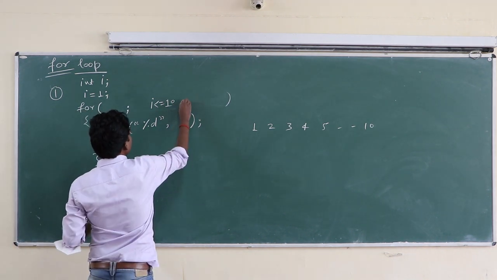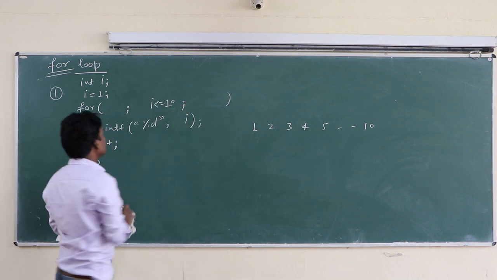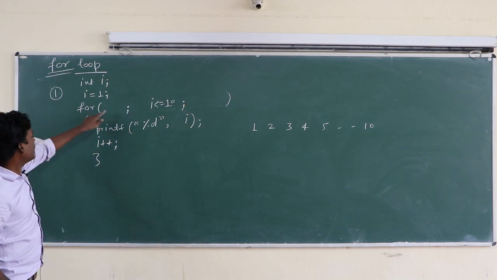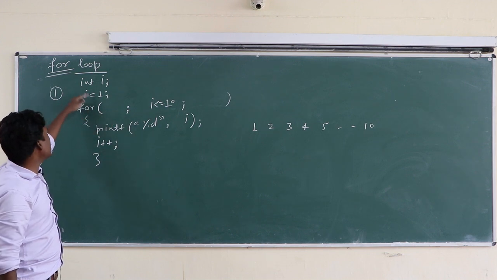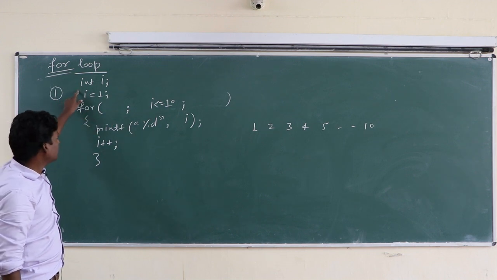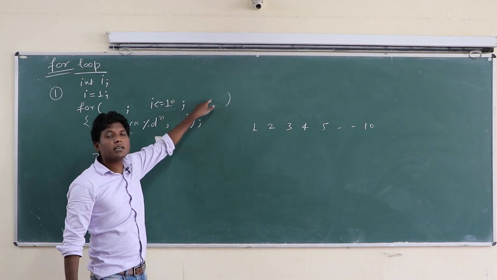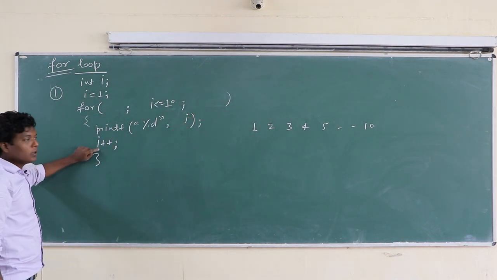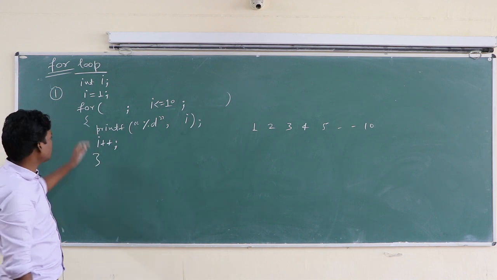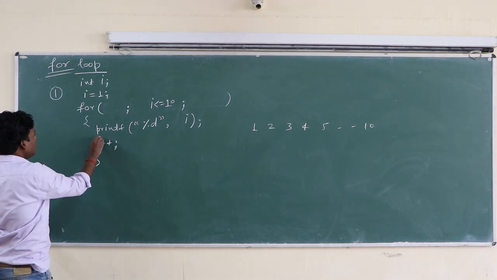Semicolon is necessary. So class, I equal to 1 was here previously. Now I equal to 1 is above the for loop, and you can write I plus plus in the last of the loop. You can write it here also. So this is the third version of the for loop.